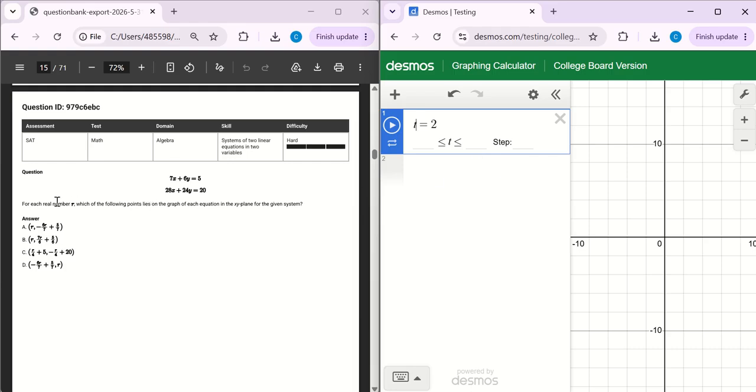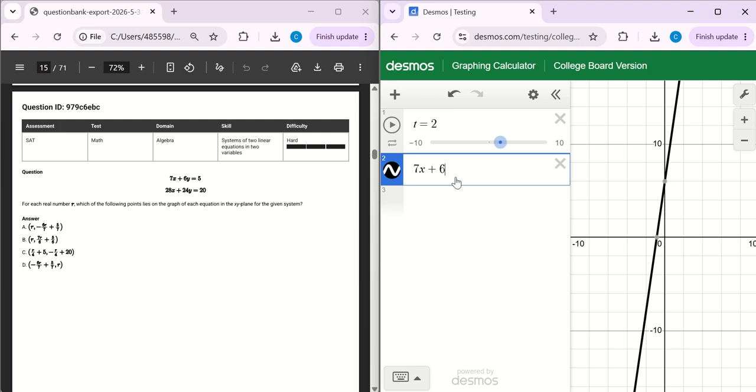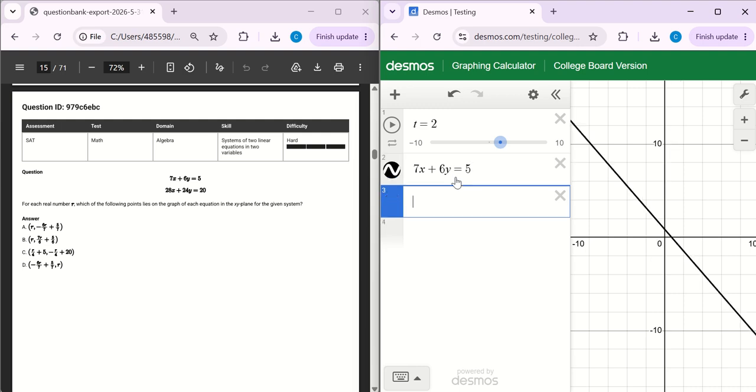Okay, we just assign a real number. Important, it can't be negative. It has to be positive. Then let's go ahead and draw the system of equations. 5, 28x plus 24 equals 20.